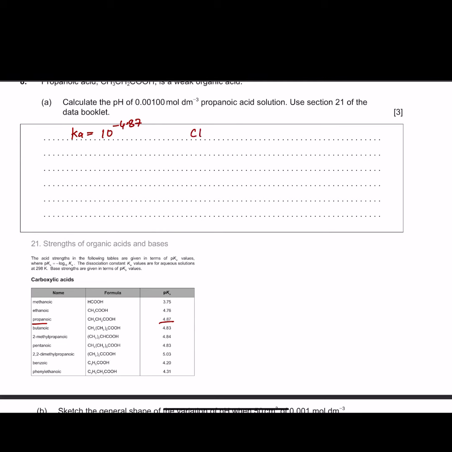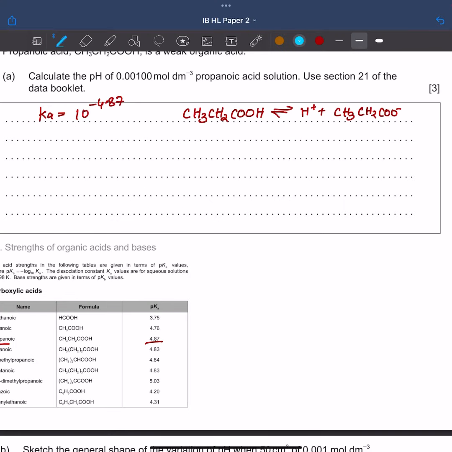Now, let's write the dissociation equation. CH3CH2COO minus. Not CCCO minus, I just missed a CH2. Now we can write the Ka equation. This will be H plus times CH3CH2COO minus divided by CH3CH2COOH. Now we know that the H plus ion concentration will be equal to the CH3CH2COO minus concentration, because when one molecule of propanoic acid dissociates, one molecule of H plus and one molecule of CH3CH2COO minus, or the propanoate ion, is generated. So obviously these two concentrations will be equal.